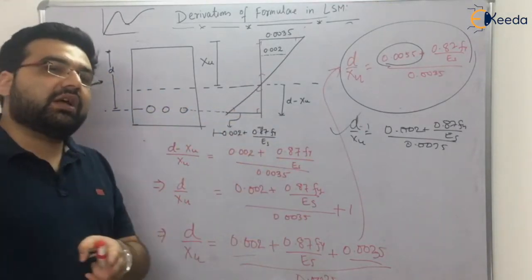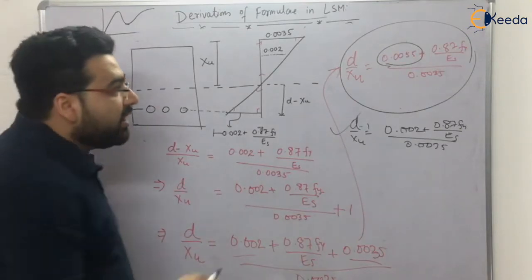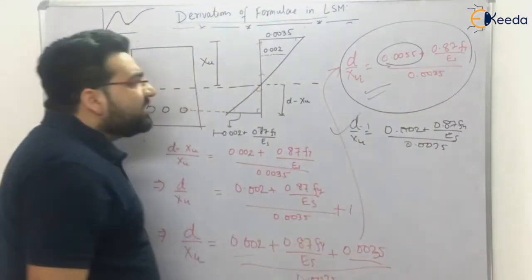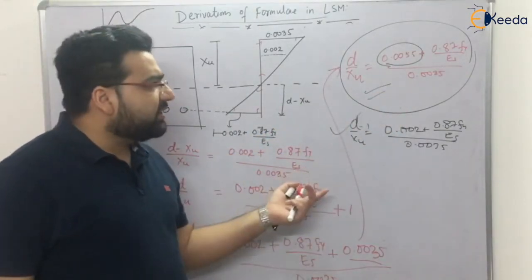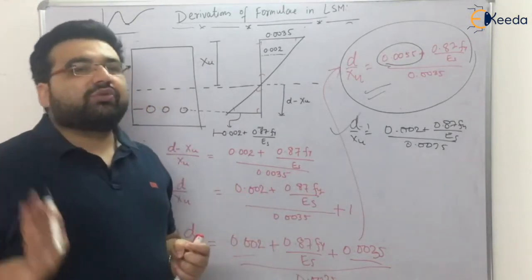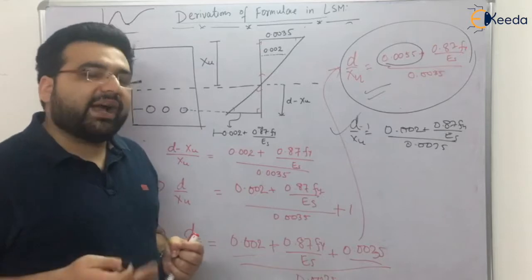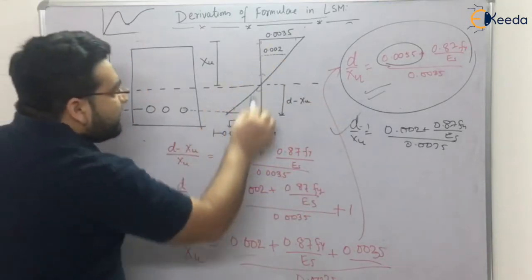After that, we'll be deriving the singly reinforced beam. When we are designing the singly reinforced beam, this is very important. The question is, sir, do I have to remember this formula, because it is very tricky? 0.0055 here, it was 0.002. It depends on you whether you want to learn it or not. My advice would be, if you learn it, well and good. If you can't learn it, just understand the graph.